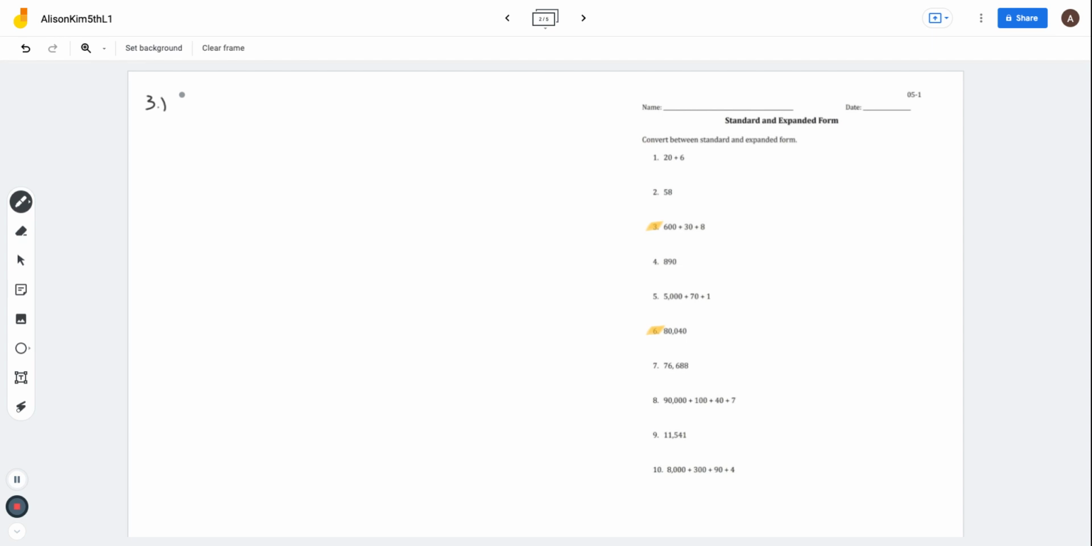Number 3 gives us 600 plus 30 plus 8. Now, this is the expanded form, so they want us to squish it down into standard form. If you want to see it visually, you can write it down in terms of the biggest to smallest. So it'll be 600 plus 30. Make sure that all the numbers match up, plus 8.